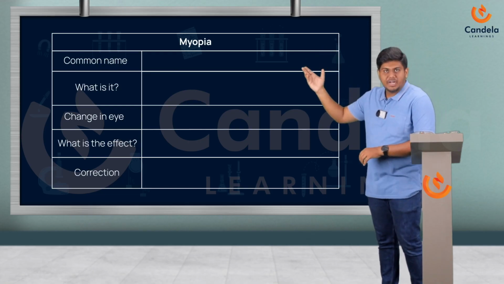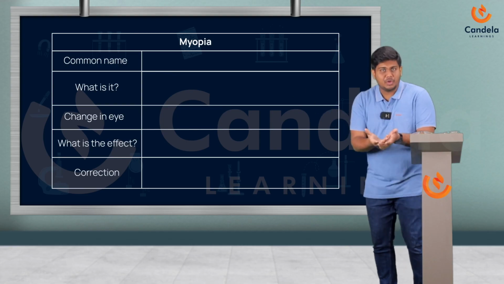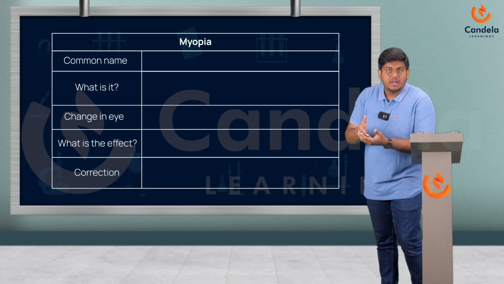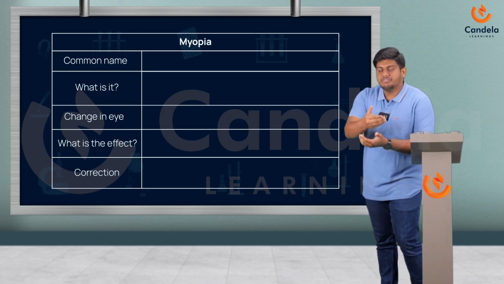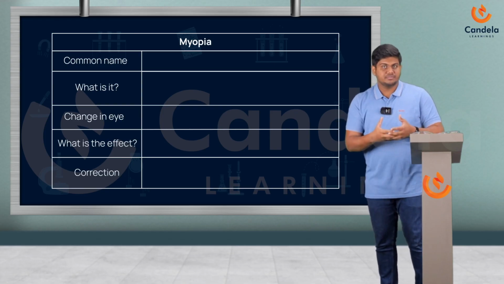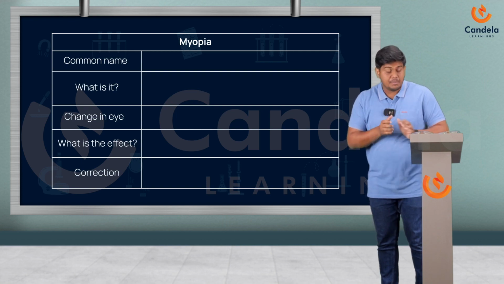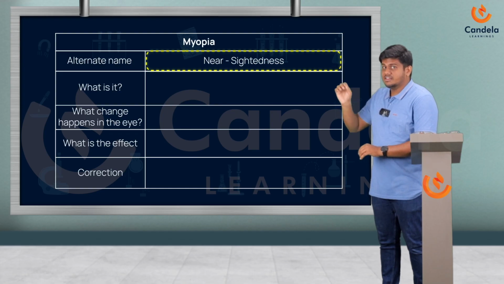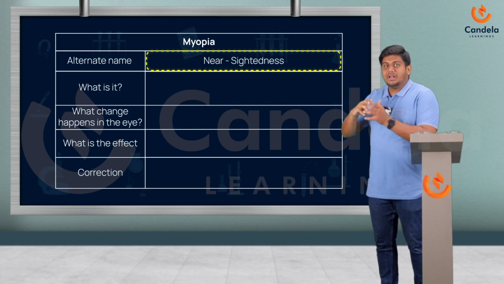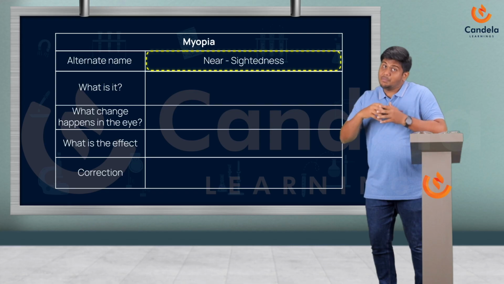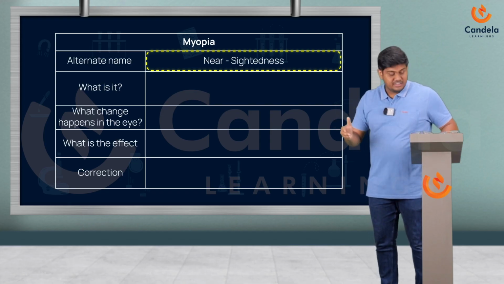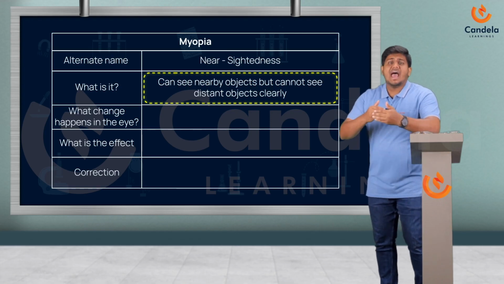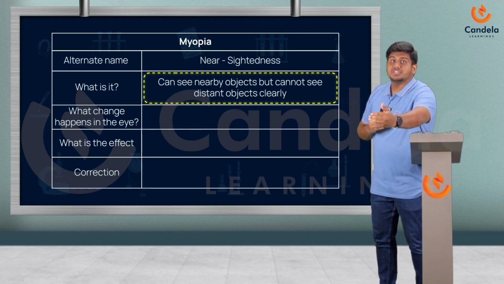What is the common name of myopia? What is myopia? What happens in our eye for myopia to happen? And what is the effect of that? And finally, how do we solve this? So let's first look at the common name of myopia. It is nearsightedness. And the common name gives away what myopia is. Nearsightedness means you can see nearby objects but have difficulty seeing faraway objects.